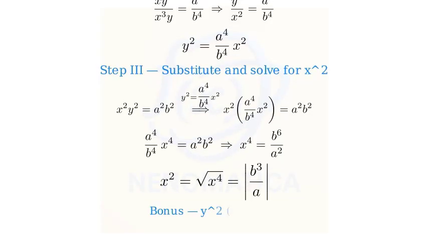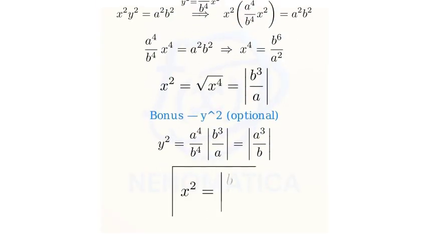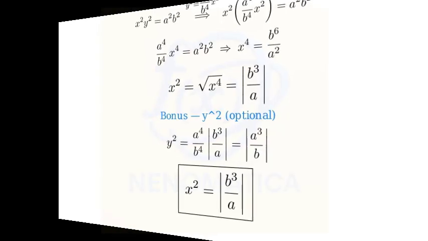For completeness, we can also express y squared. Using y squared equals a to the fourth over b to the fourth times x squared, we get y squared equals the absolute value of a cubed over b. A quick check shows both original equations are satisfied in magnitude. Final answer: x squared equals the absolute value of b cubed over a.